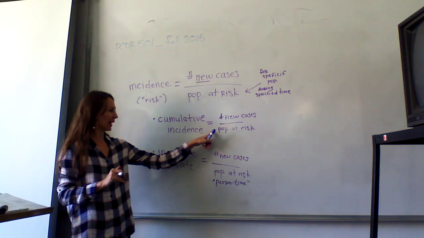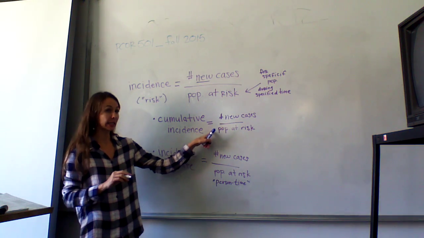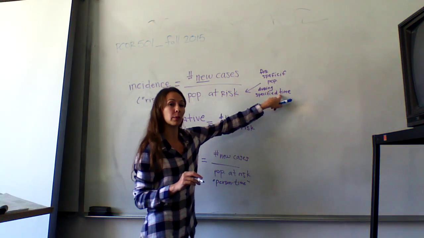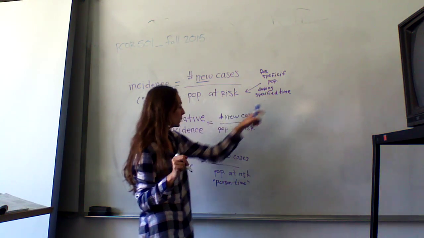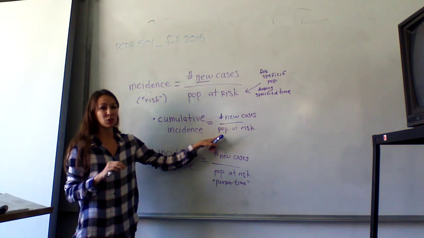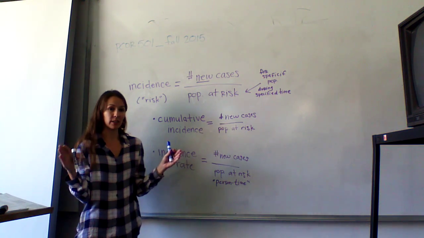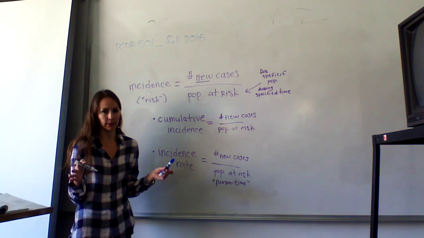This doesn't mean that cumulative incidence doesn't have time, because we did specify the period of time that we calculated the measure for. It means that we're assuming we followed the entire population at risk for the entire specified period of time.